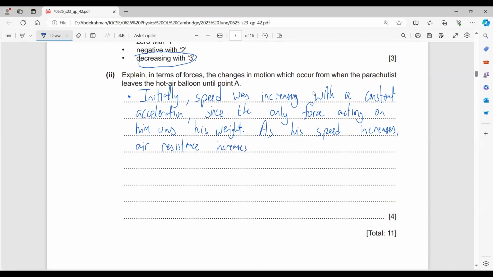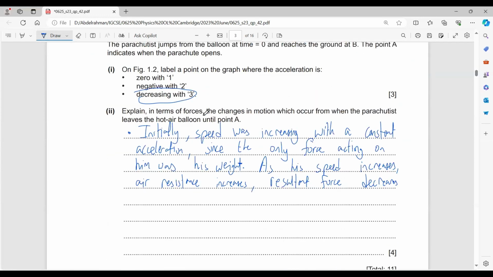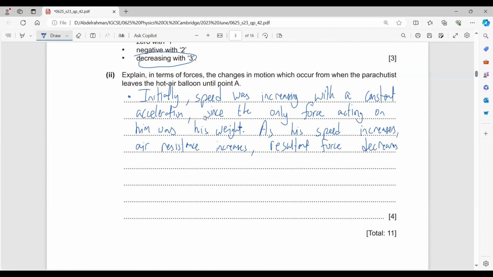Okay, this is the resistive force. And therefore, what happens to his resultant force? Decreases. As the air resistance increases, the resultant force decreases. That's why he had a decreasing acceleration in part three. So his speed is still increasing, but with a decreasing acceleration.